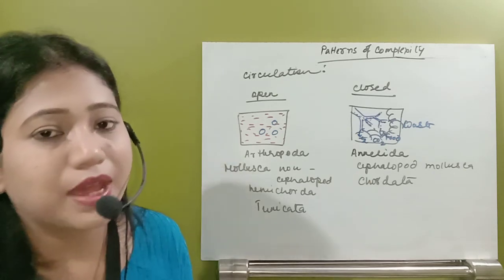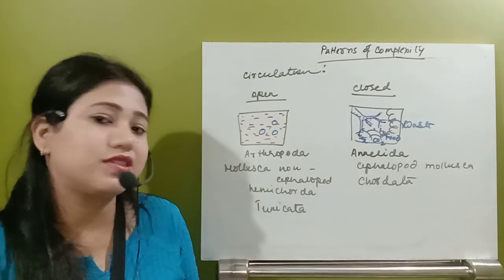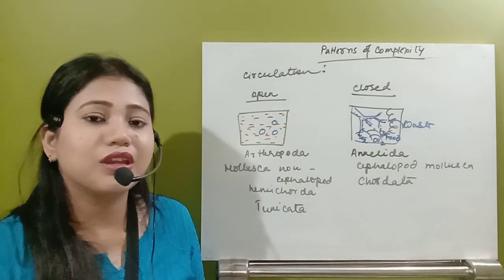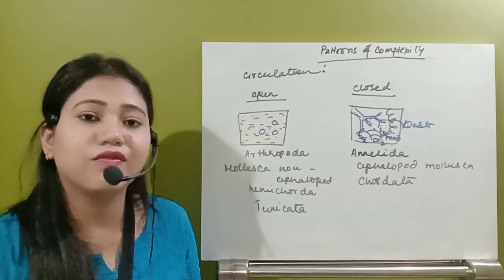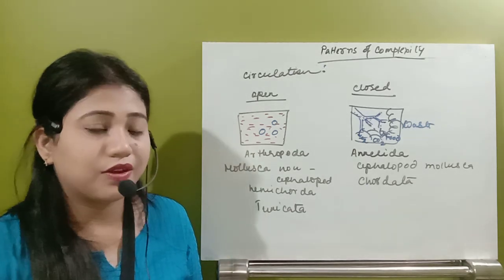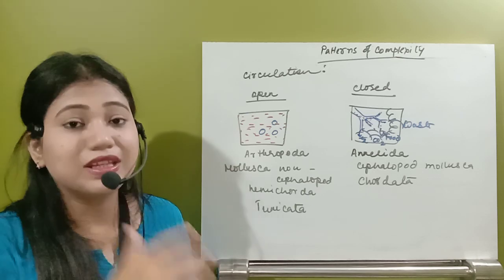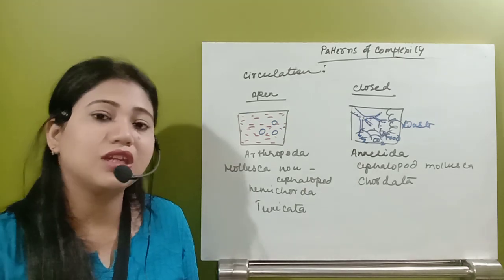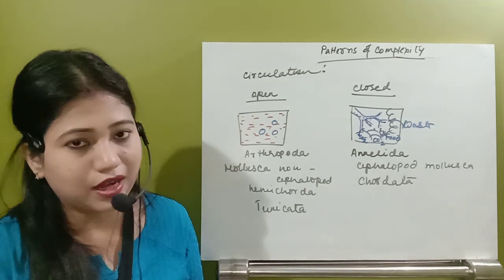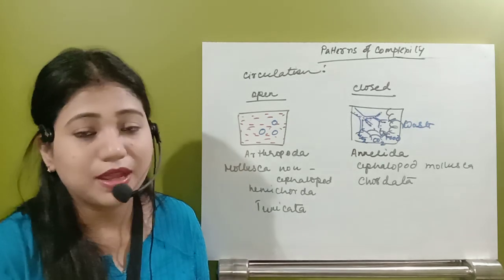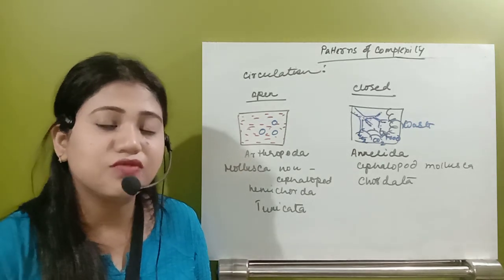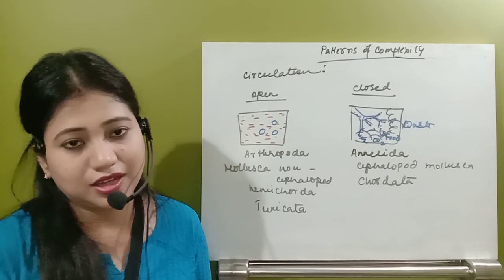So these are the different patterns of complexities we have seen. These are the different terms we will need whenever we come to the different phyla. In the next class we'll see the classification, then gradually we'll see each and every phylum. So up to this, these are the basis of classification. In the next video we'll see the classification. Thank you.